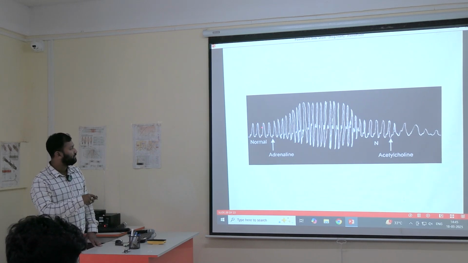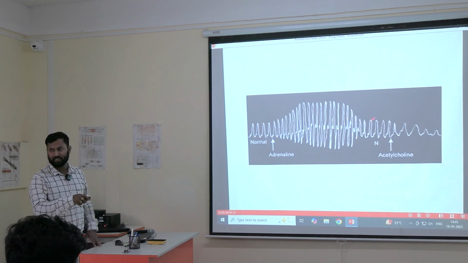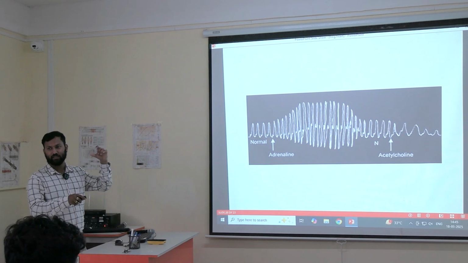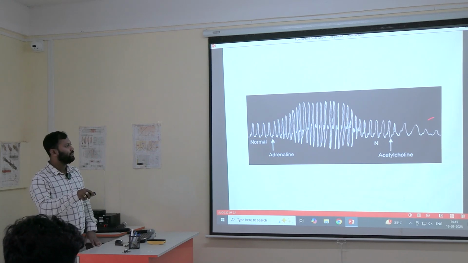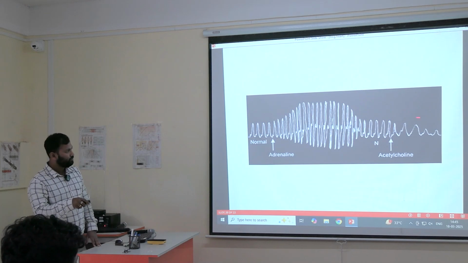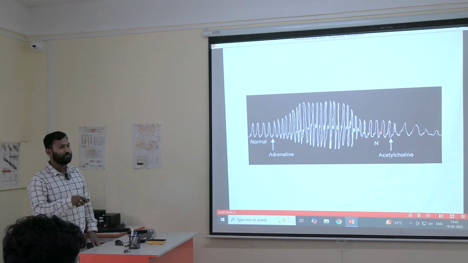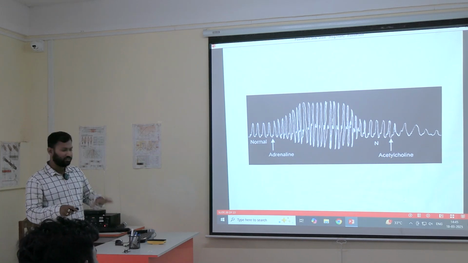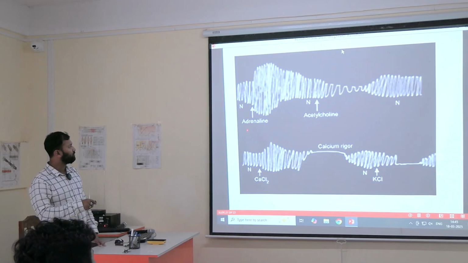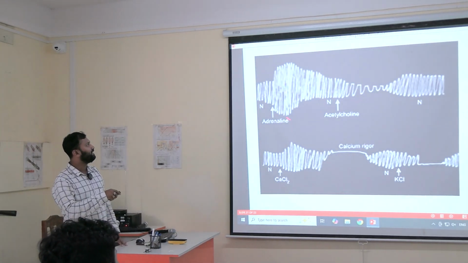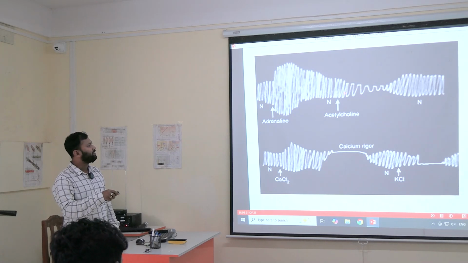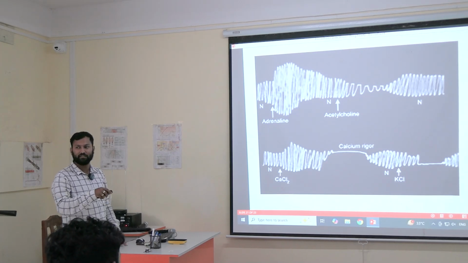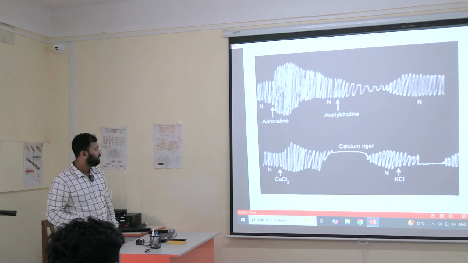Like you can see, there are tall waves, means the heart is beating with much force. Now the waves are much shorter, and there is also some spacing in between. Means the heart rate is also decreased and the contraction force is also decreased. Then again we are showing this is normal, this is adrenaline, it is increasing. In acetylcholine it is decreasing, then again in normal the graph is normal.